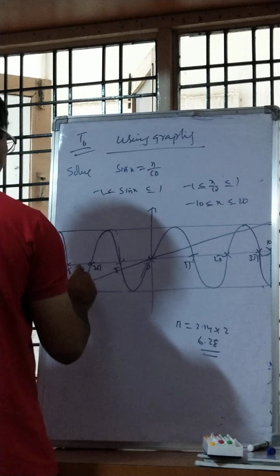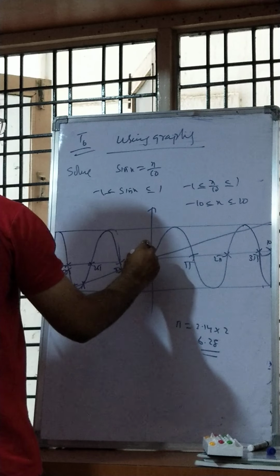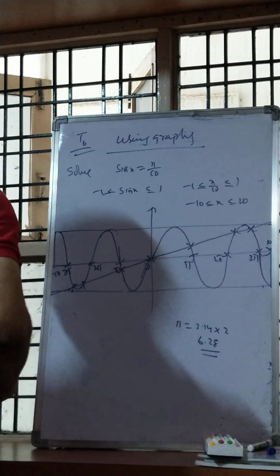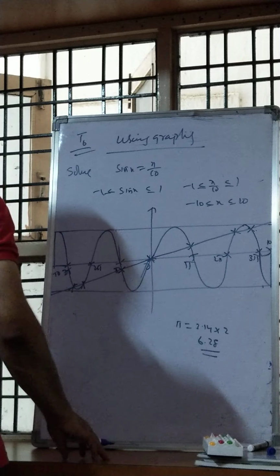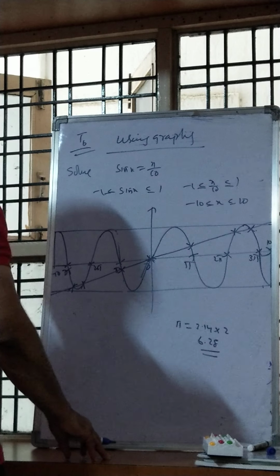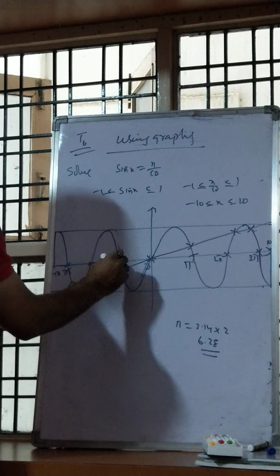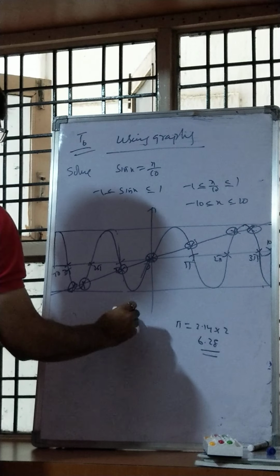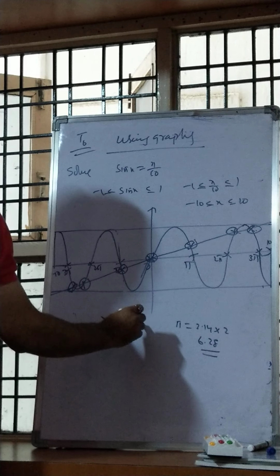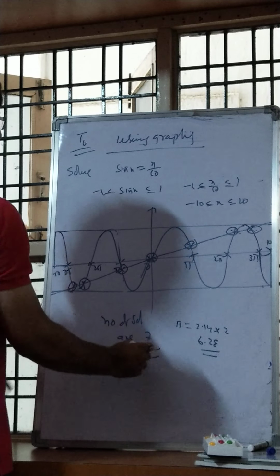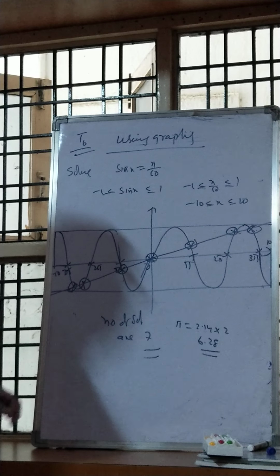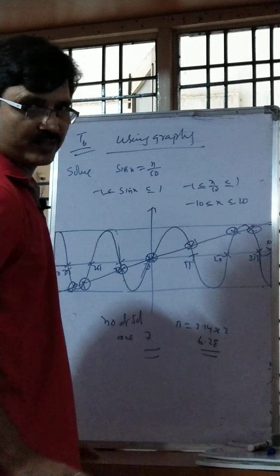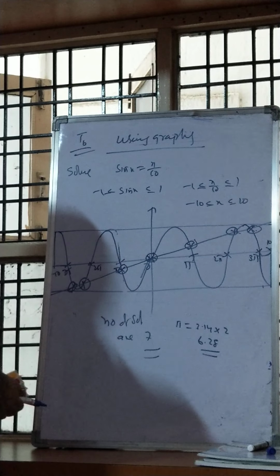See here: 1, 2, 3, 4, 5, 6, 7 points. The number of solutions is 1, 2, 3, 4, 5, 6, 7. So for the number of solutions, you can't say exactly what the solutions are, but the number of solutions is 10. Like this you can solve, sir. Graphical transformation is like this, by using graphs we can do it this way.